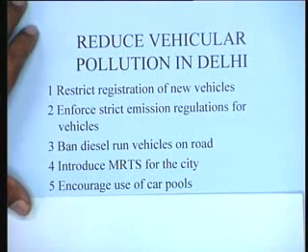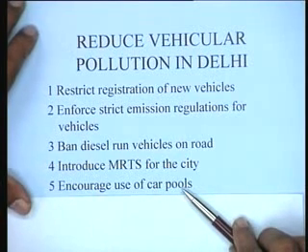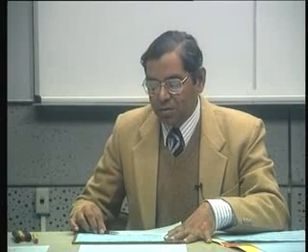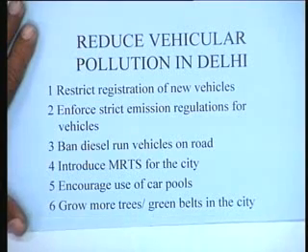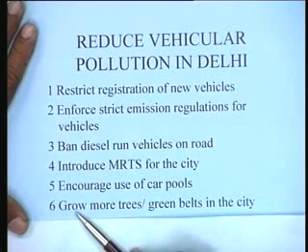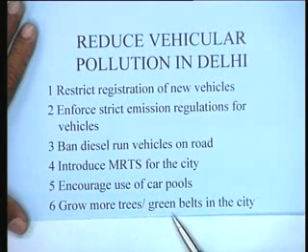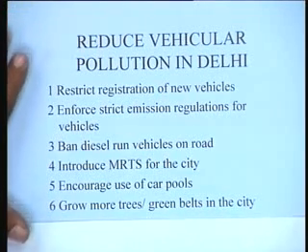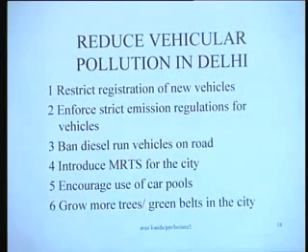Let's talk about the fifth project, encourage use of carpools. See, a large number of people drive to their offices independently in cars. They could probably coordinate and use more of carpools. That would reduce the number of vehicles and so on. The sixth project that we have identified is, grow more trees or green belts in the city. This could be another project which would possibly improve the environment of the city and cut down on pollution. This is project number 6.